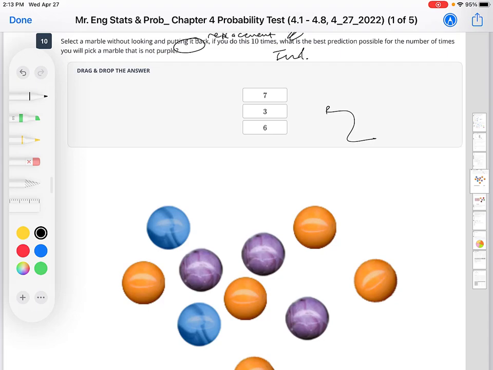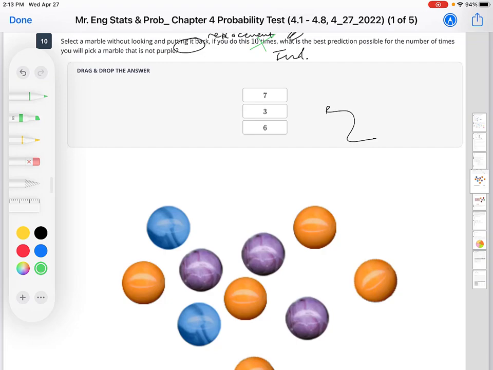So independent. That means when you pick the next marble, it doesn't affect the other. What is the best prediction possible for the number of times you will pick a marble that is not purple? Okay, so it doesn't really matter that you're doing this 10 times. It's just the first time, because remember, if you keep putting the marble back, it kind of moves everything back to the original probability.